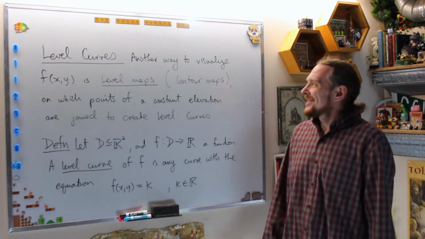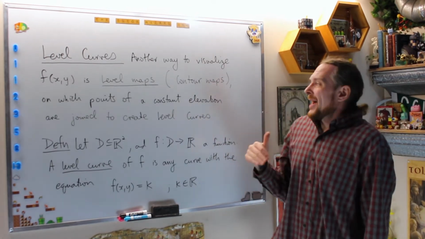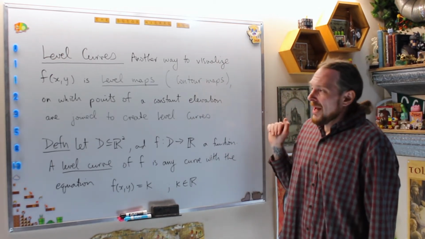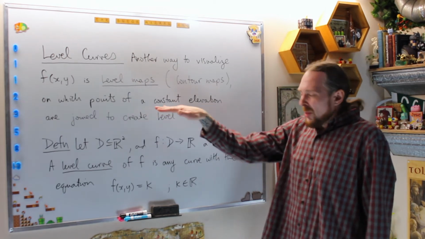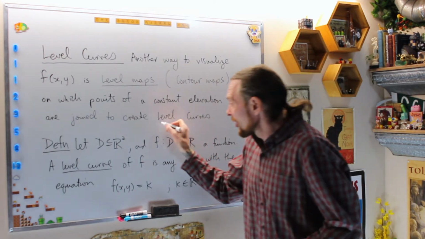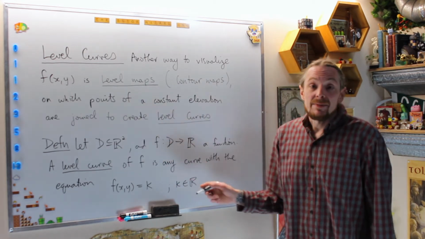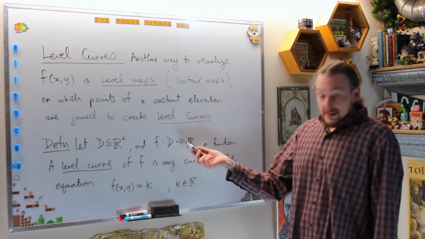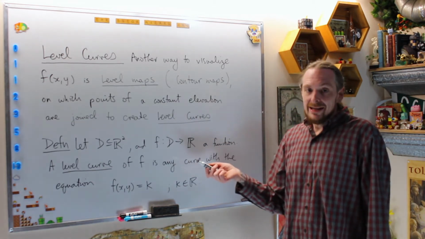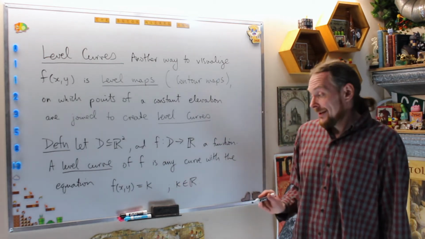Okay, so level curves is basically another way to visualize f of x, y. It is level maps, which are used by cartographers or map makers. They're also called contour maps, on which all the points of a constant elevation are joined to create what we're going to call level curves. For us, mathematically, what is our definition? If D is a subset of R2 and f is a function from D to R, a level curve of f of x, y is any curve with the equation f of x, y equals some constant k.